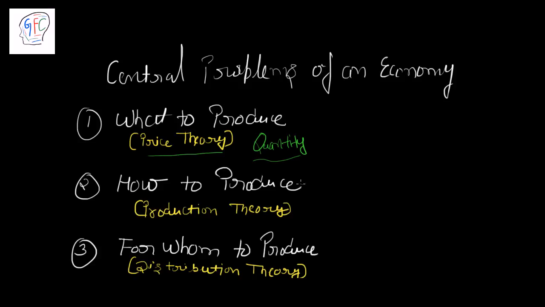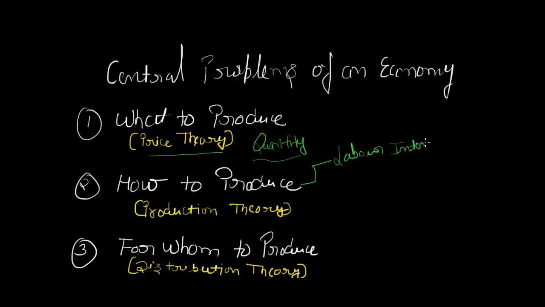Primarily, there are two techniques of production here that we are talking about. The first technique of production is known as labor intensive technique. Now, what do you mean by labor intensive technique? It means more of labor and less of capital.